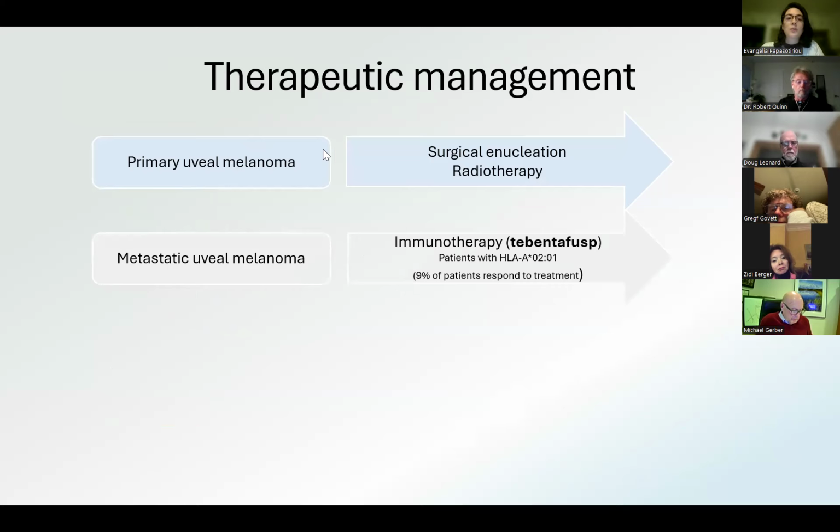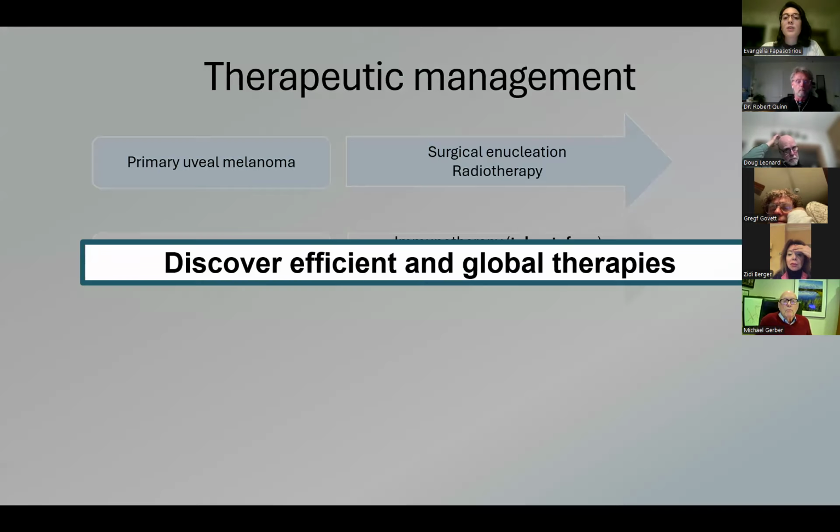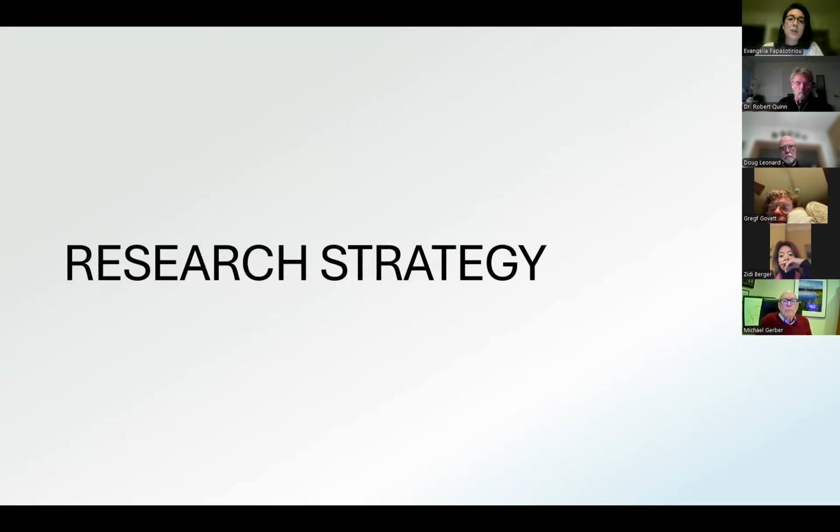So what we can summarize from this is that we have the primary disease, we have local tumor control, we have metastatic disease, and nothing that works for every patient. So still 90% of the patients suffer from metastatic uveal melanoma. And so there is a critical need to identify efficient and global therapies for all the patients out there. For this, we can use research strategies, and I'm just going to give you an example here of what my lab did prior to my arrival.